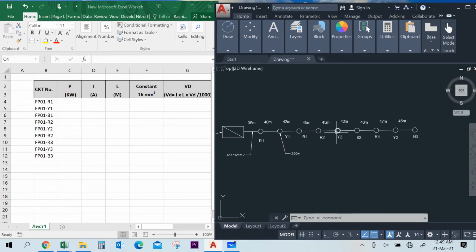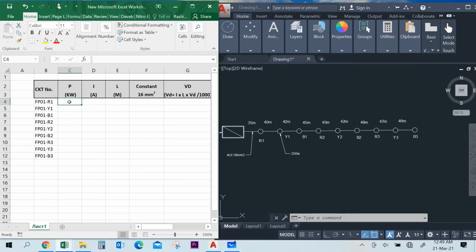So we can see at R1 point, it is connected with 9 numbers of luminaries. R1, Y1, these all are luminaries. So R1 has 9 numbers of luminary loads. Each has 275 watt, so we will multiply 9 into 0.275 kilowatt. Now we will do the same procedure at Y1 point.